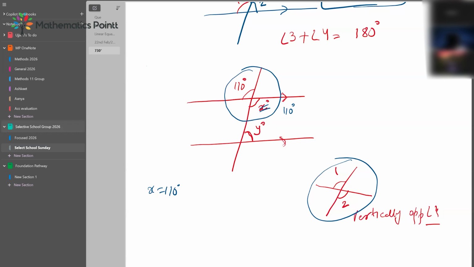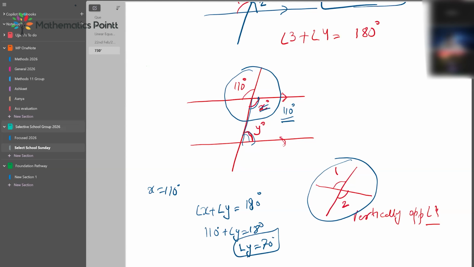And co-interior angles, which means X plus Y will make 180 degrees. Co-interior angles are supplementary. They're on the same side. I know my x is 110 degrees. So angle y is 70 degrees. I've just given it to you, Harihara.